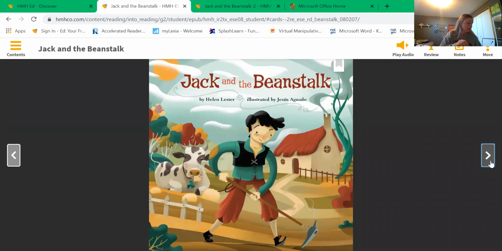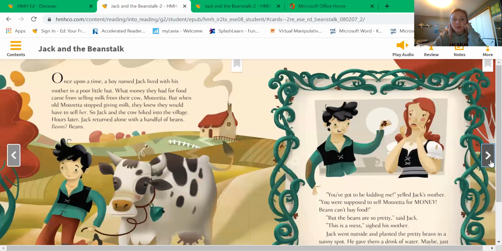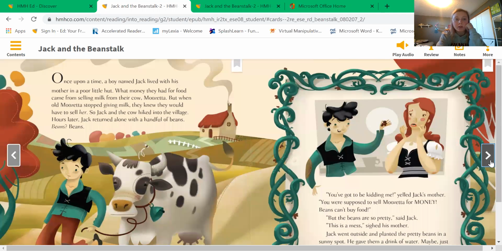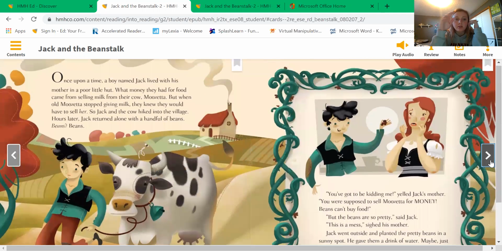So hopefully you read this. Our first two questions on this page are from pages 144 to 146 in the book. So I'm going to get to those pages. Oh, this is the first page. So I'm going to read this to you, and then we're going to answer the question. So here we go.